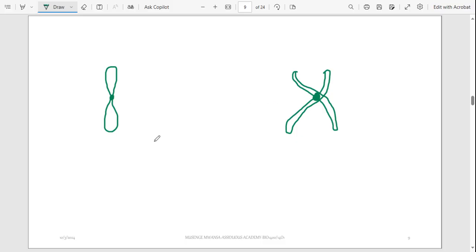When you are classifying chromosomes, chromosomes have got two arms. You have got the P arm and the Q arm. Okay. So let's say here we have this, a chromosome, and then B also is a chromosome. So A here is a single chromosome. You can see it's just alone.